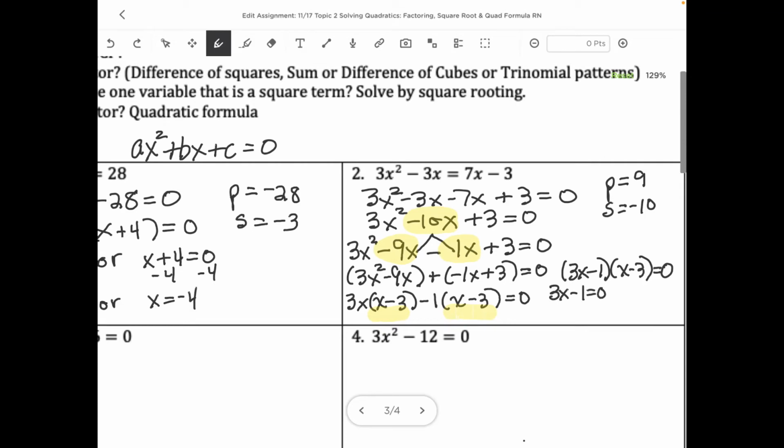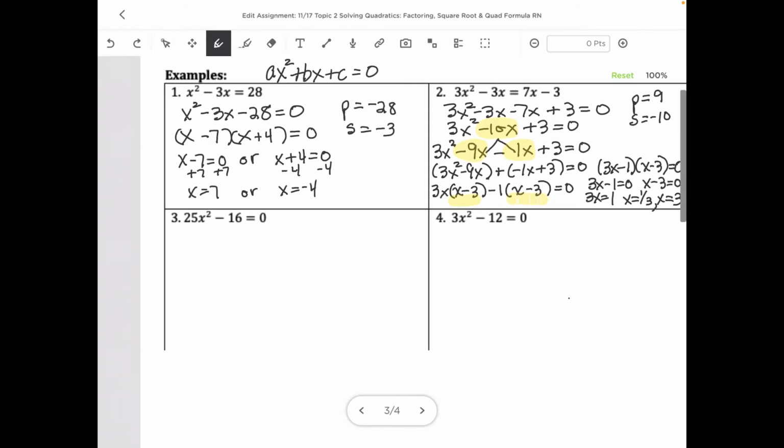Now, zero product property: 3x minus 1 equals 0, x minus 3 equals 0. 3x equals 1, x equals 1/3, and x equals 3. And that is solving by factoring using split the middle.